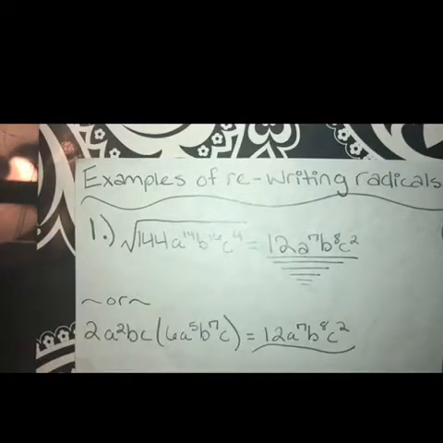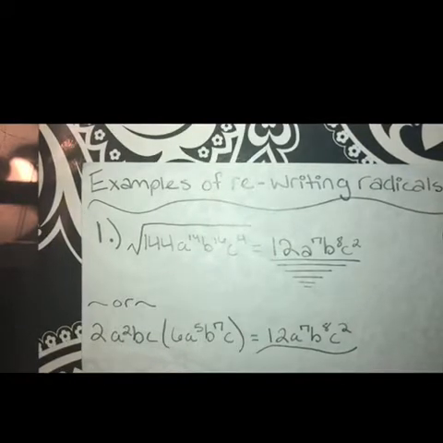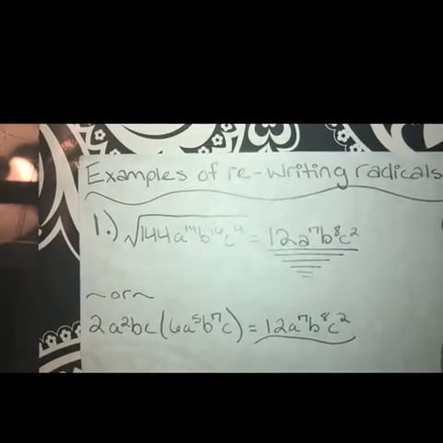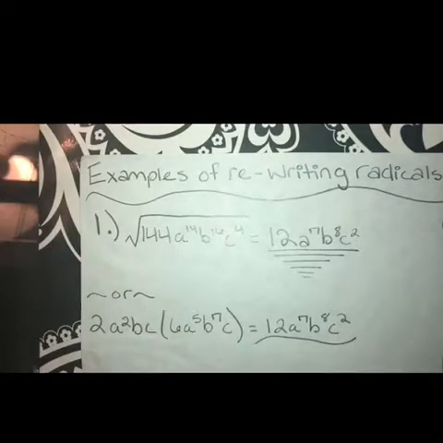So the way I chose to do it is 2a squared bc multiplied by 6 a to the 5th power, b to the 7th power, c. Now, there are many different ways to get this answer, but this is just the way that I chose to do it. What I'm going to do is distribute my like terms first.